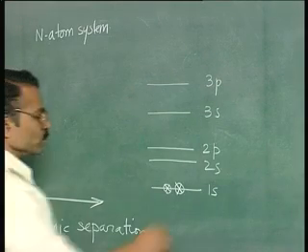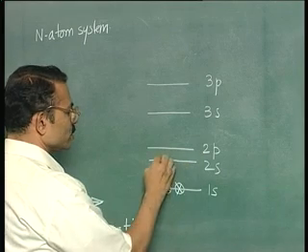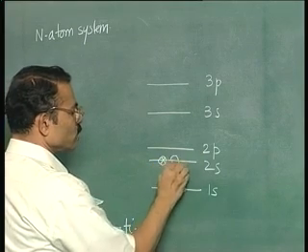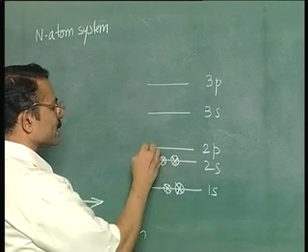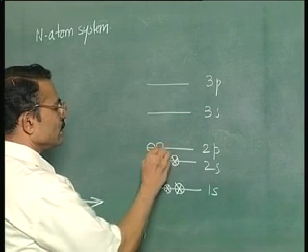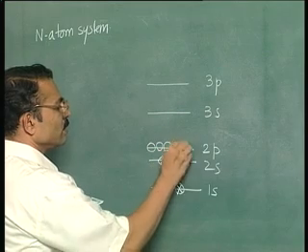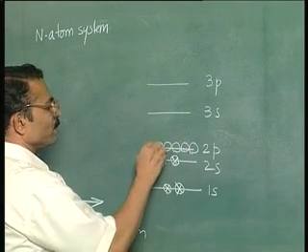So 1s2, then comes 2s2. So you have 2 states available and both are occupied. Then comes 2p6, so there are 6 states, so 1, 2, 3, 4, 5, 6, and all 6 are occupied.